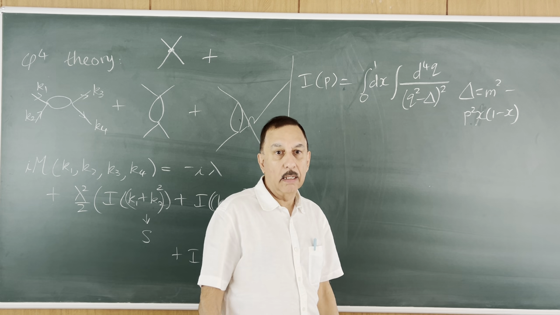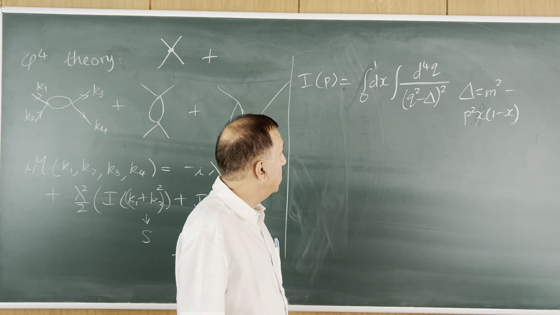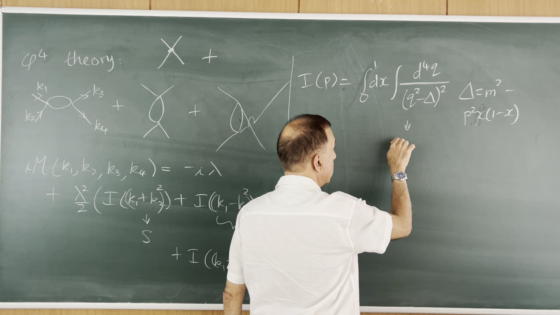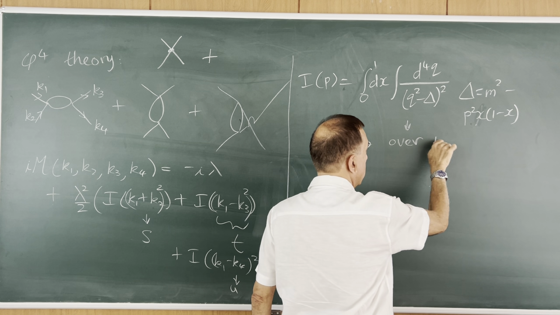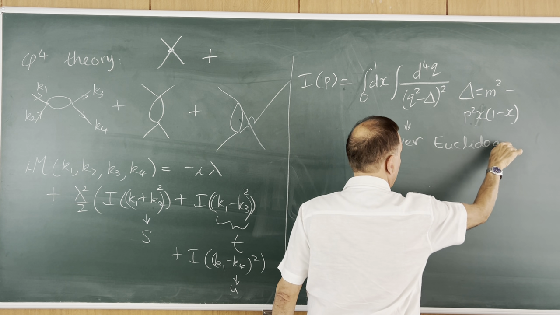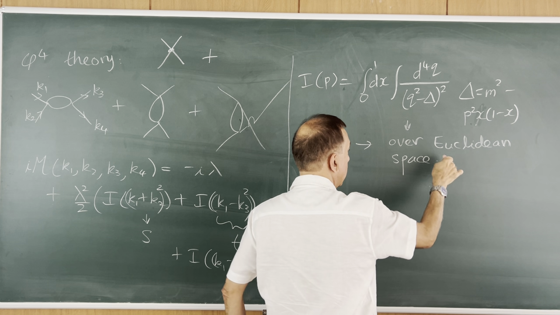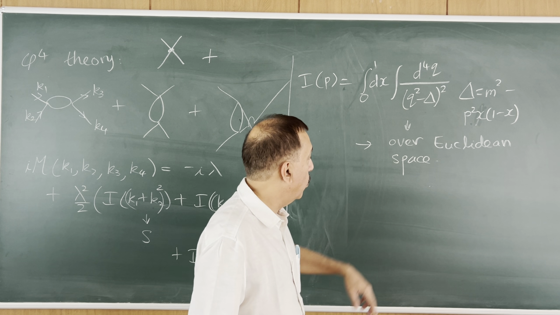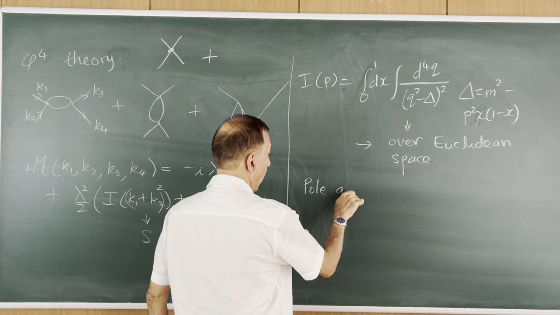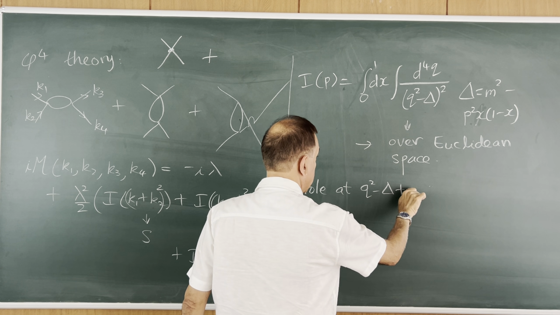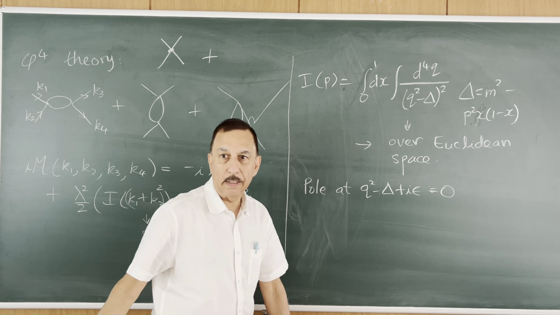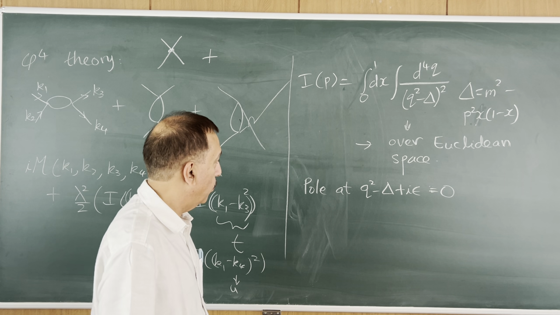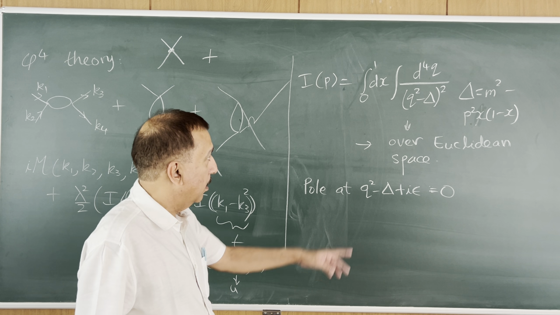But before we get to the evaluation of it and how we cut off the divergence, we'd first like to make this an integral over Euclidean space, because that's better defined. And for this, we note something that has been obvious from the beginning, that these denominators have poles. And so we have a pole at q squared minus delta plus i epsilon equals 0. We've been forgetting this i epsilon all this time, but it's there, and we bring it back now when we want to look at the exact location of the pole. So this is obviously where the pole is, and it's a double pole.